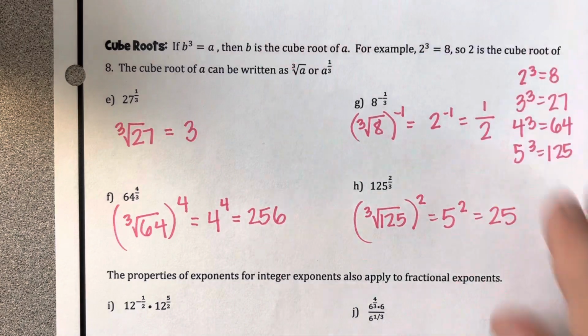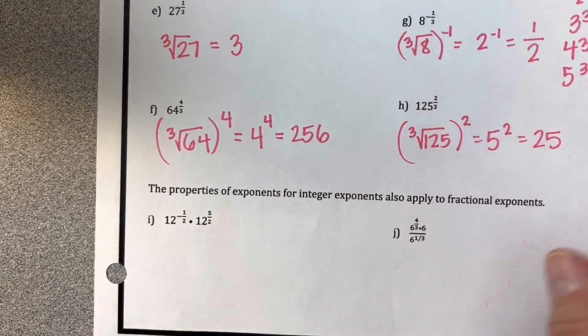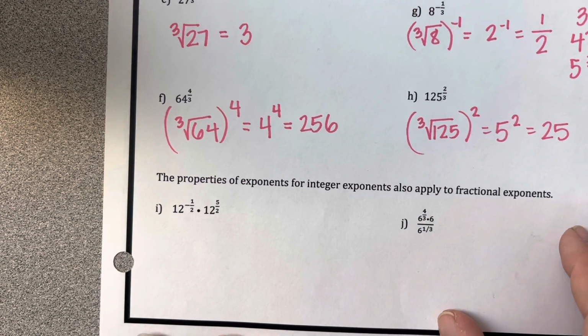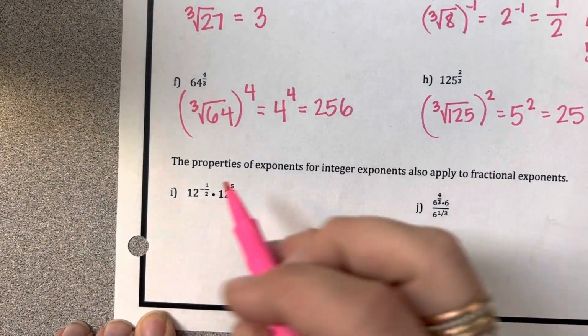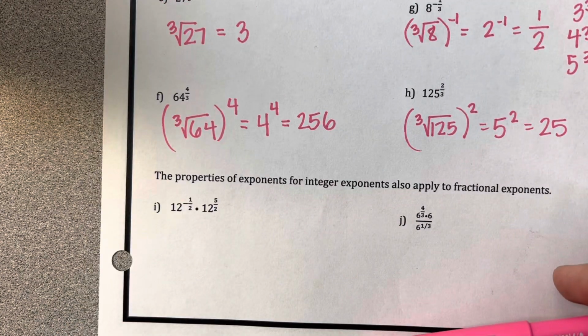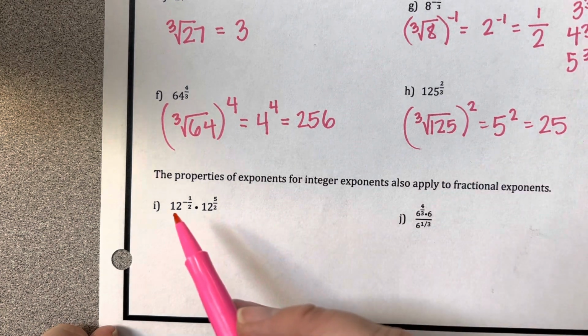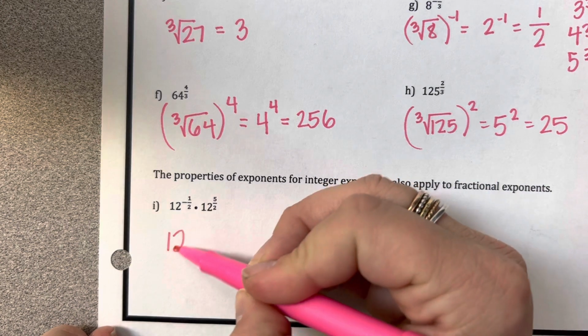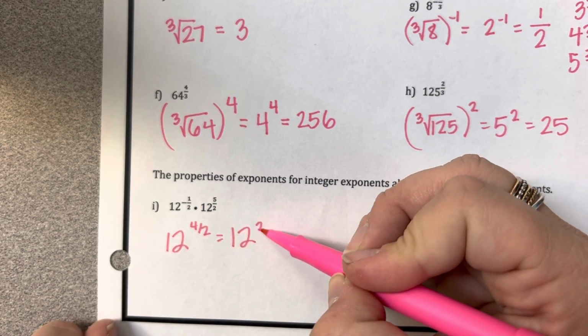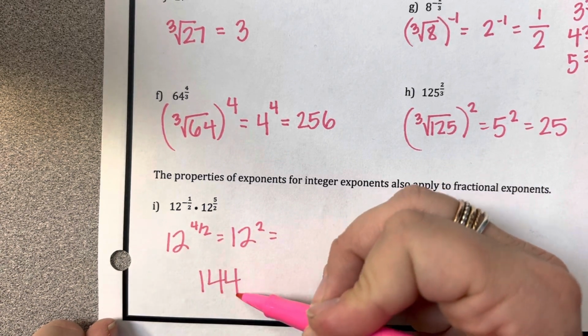Okay, on letter I, it says the properties of exponents for integer exponents also apply to fractional exponents. So what that means is, right here, where we have 12 to the negative 1/2 times 12 to the 5/2, when you're multiplying them together and they have the same base, we're just going to add the exponents together. So negative 1/2 plus 5/2 is 4/2. And what's 4/2? Just 2. So that is 144.